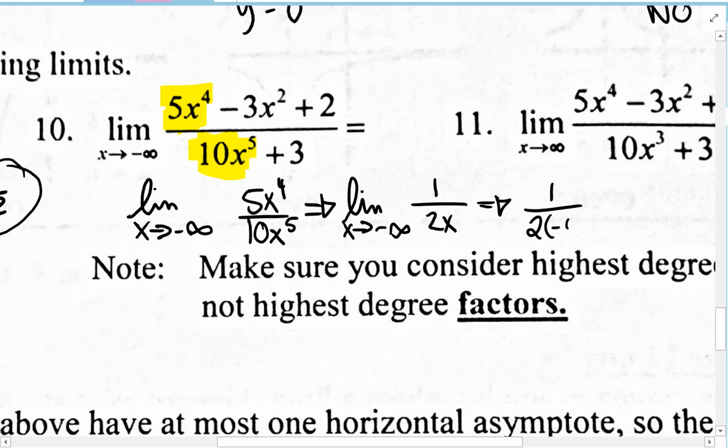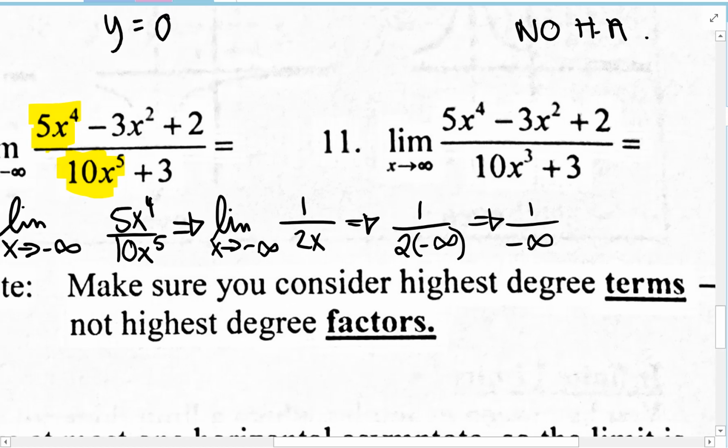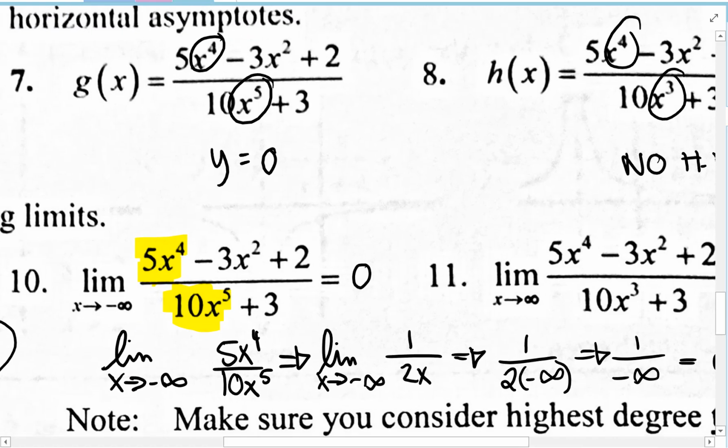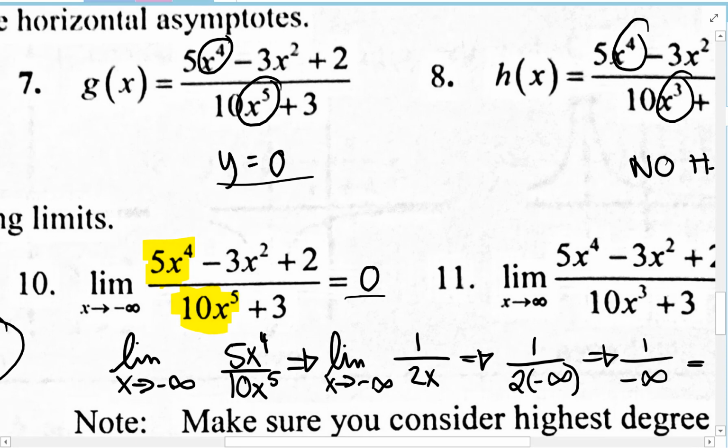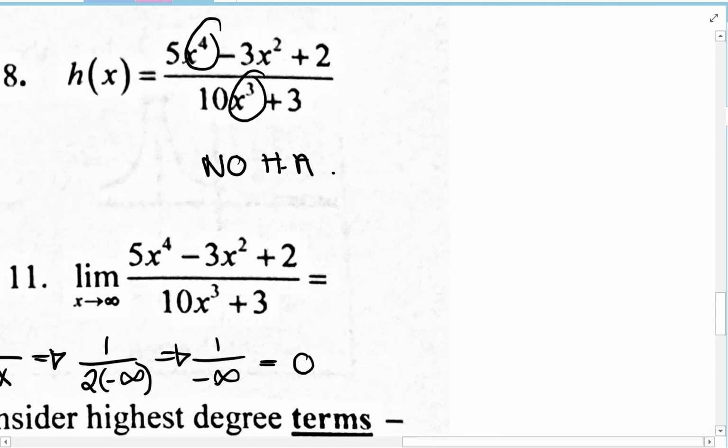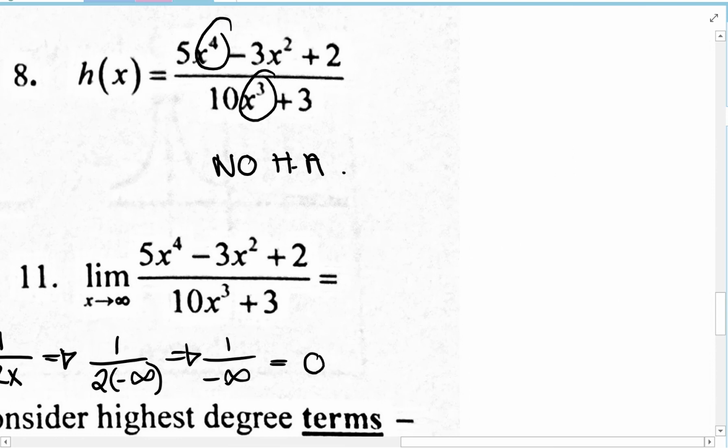2 times negative infinity is basically negative infinity. 1 divided by negative infinity, 1 divided by a massive, massive, massive number, is basically 0. So 1 divided by infinity or negative infinity is considered 0. So our limit here is 0. Hey, that was our horizontal asymptote. Ding, ding, ding. I wonder what's going to happen here.